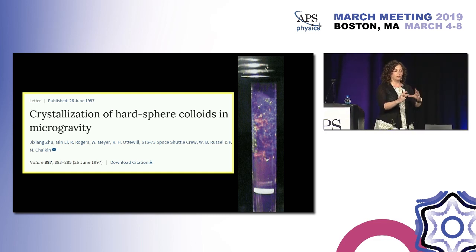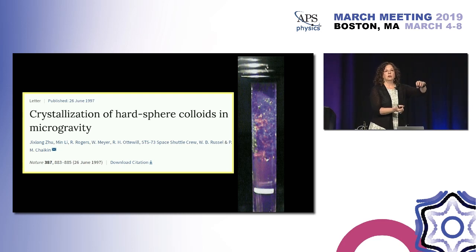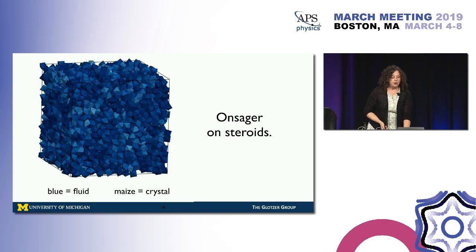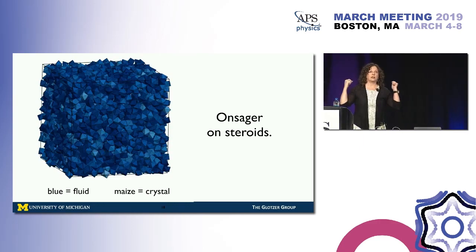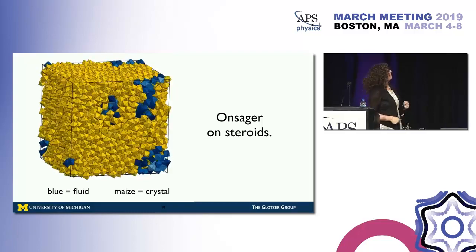Why microgravity? Because they took plastic, submicron size, I think these were about 500-600 nanometer spheres, and density matched them to a solvent so that you could eliminate all gravitational effects, and you could do that the best in a microgravity environment on the space shuttle. And indeed, once the packing fraction of spheres exceeded 50%, a liquid of colloids crystallized into a face-centered cubic crystal. So what's happening in our systems here is just like Onsager and Kirkwood on steroids.